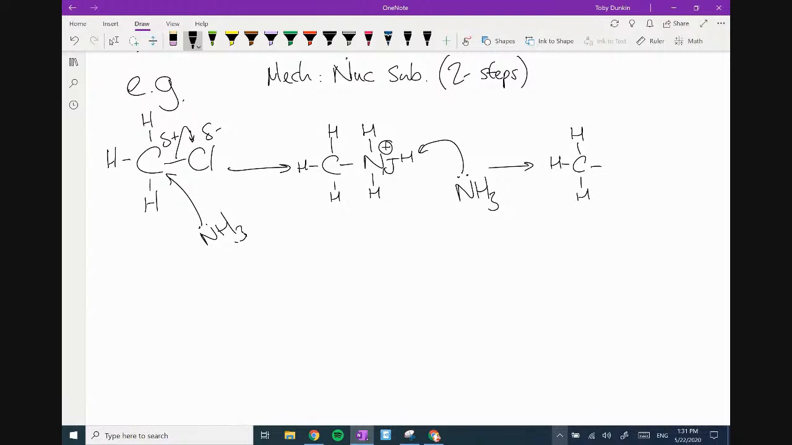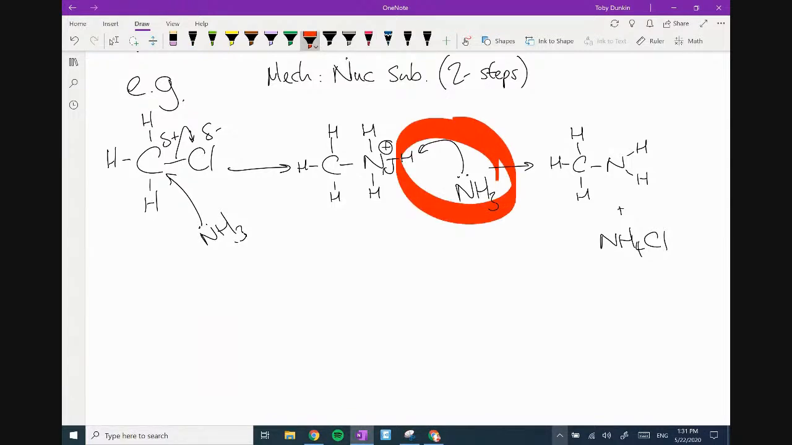We have formed an amine, methanamine. That's what we've formed. And we've also formed ammonium chloride as a byproduct. The reason is that in this step here, we see the formation of ammonium, and of course, this is ionic. The chlorine broke away in this step. They're just going to be floating around in solution together, but the byproduct is ammonium chloride.